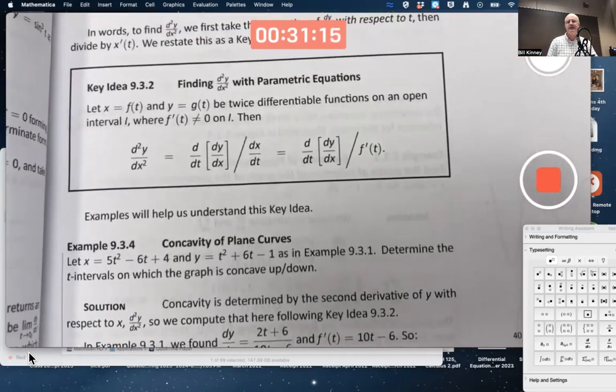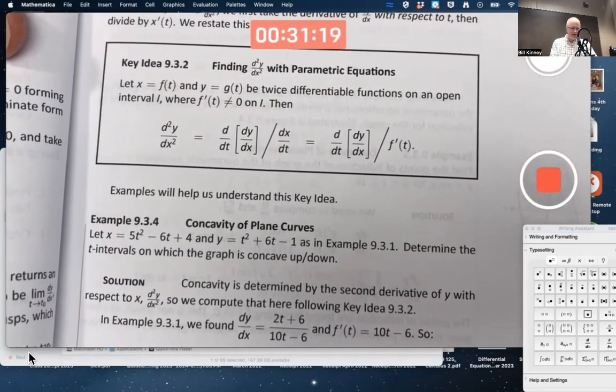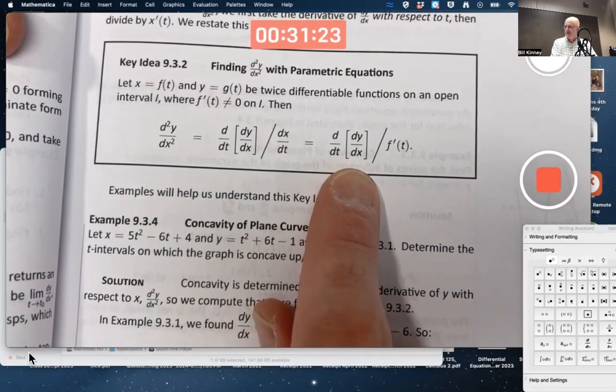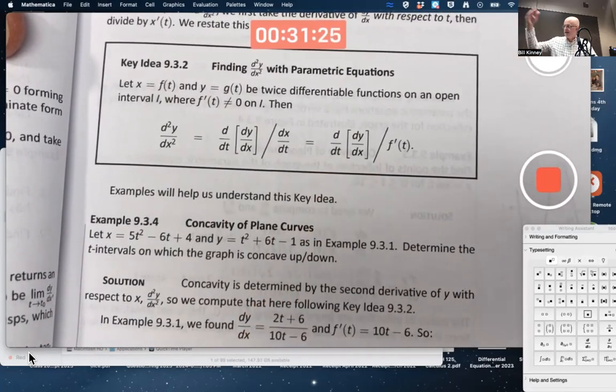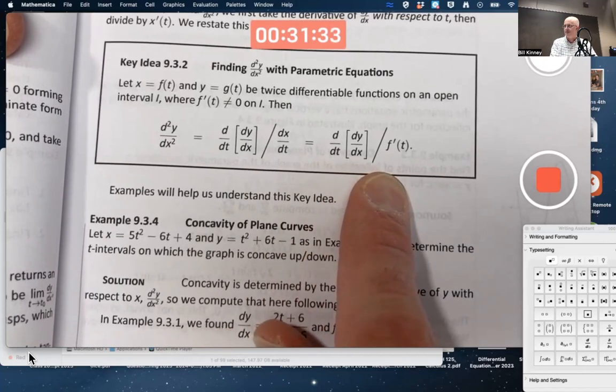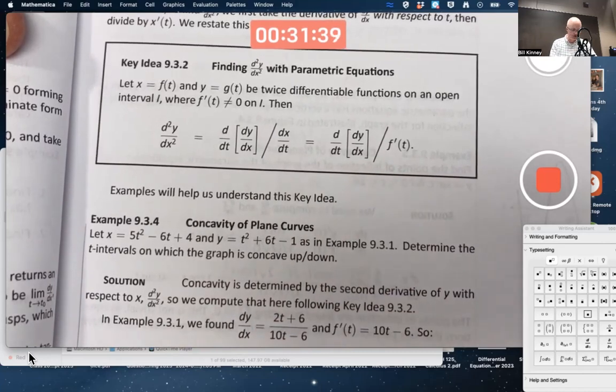There was also the formula for the second derivative, giving you the concavity, so to speak, of a parametric curve. In the end, you find dy dx first as g prime of t divided by f prime of t, then differentiate that function with respect to t, then divide the result by f prime of t. So it's like a 3-step process. Examples are in there. You should be able to use that.